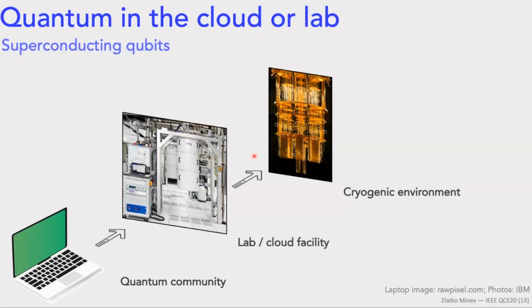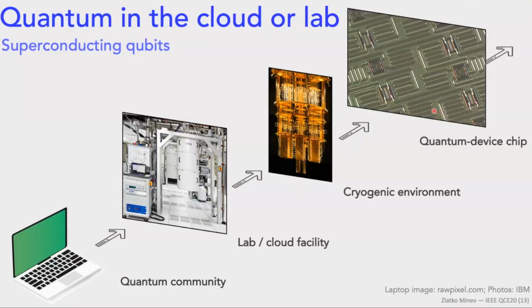And as you know, this golden chandelier is mostly just input-output cabling for the thing that's the beating heart of the actual quantum machine, which is the chip, the quantum processor. That's really the only quantum thing in this whole picture. In all three of these pictures, the only quantum thing is this last picture here.